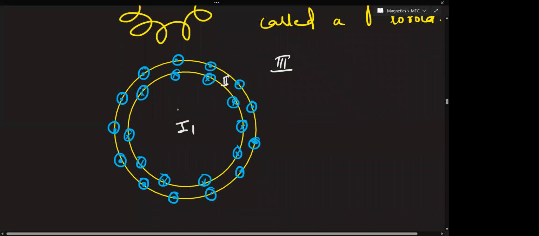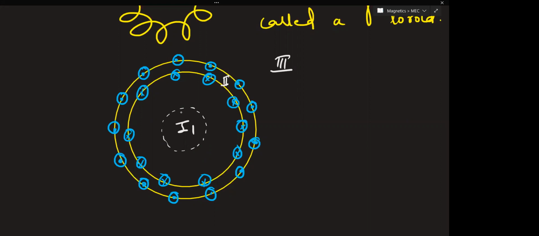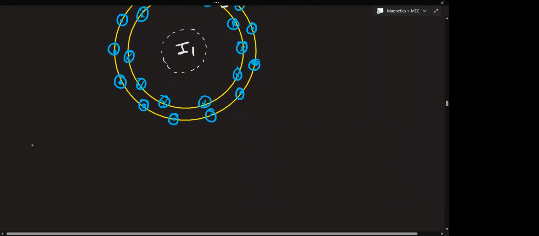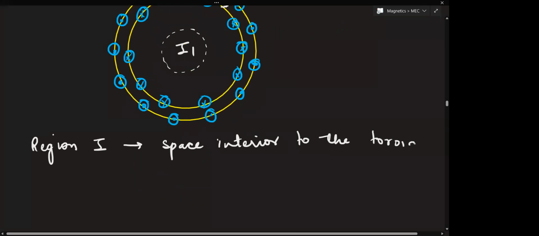If you choose an Amperian loop for region 1st, let's solve it for region 1st. For points in the open space interior to the toroid, this is region 1, the space interior to the toroid. So B dot dl will be equal to mu naught times the current enclosed.